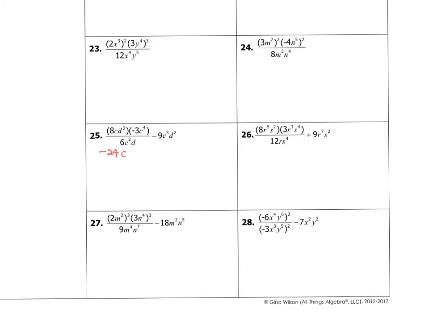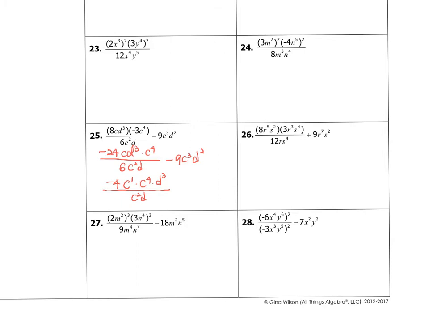I have c d cubed times c raised to the 4th over 6c raised to the 2nd power d minus 9c cubed d squared. Negative 24 divided by 6 is negative 4. Then I have c raised to the power of 1 on top. And then I'm going to rearrange the order. All I did was rearrange the order on top. And then at the bottom, I'm going to keep the same thing.